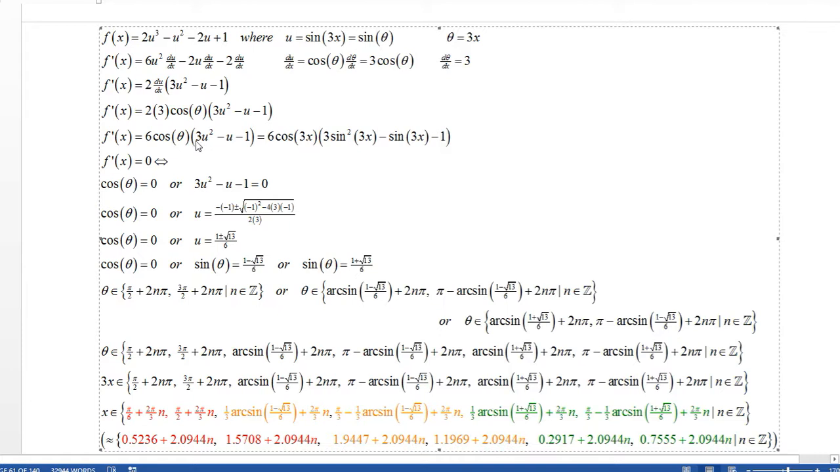And, of course, if I put this all the way back to the beginning, put everything back in terms of x's, cosine of theta becomes cosine 3x. Each one of these u's becomes a sine of 3x. So here's the actual derivative as a function of x. But I'm actually going to use this version here with some thetas and u's in it. So when the derivative is 0, that says, well, the 6 can't be 0. So either cosine of theta equals 0, or this 3u squared minus u minus 1 equals 0.